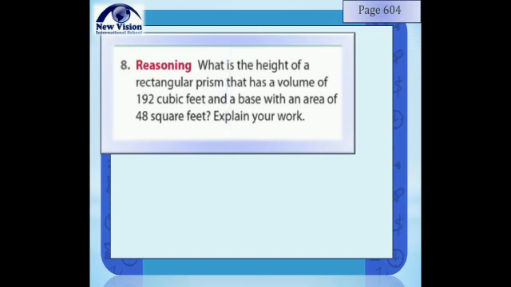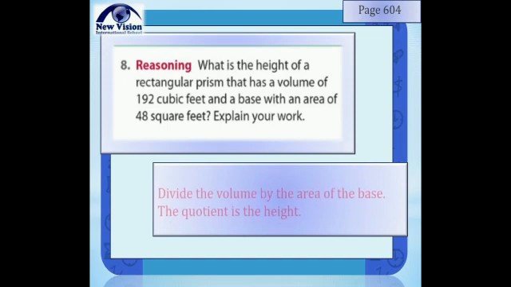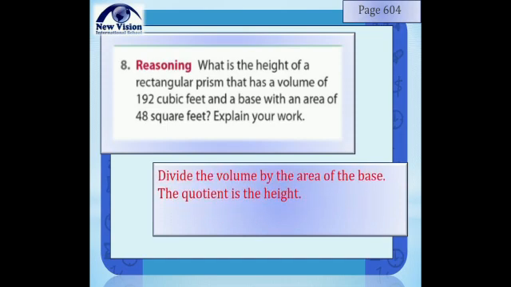The volume is given. We need to find the height. So we will divide the volume by the area of the base, and the quotient is the height. 192 divided by 48 equals 4. So the height of the prism is 4 feet.